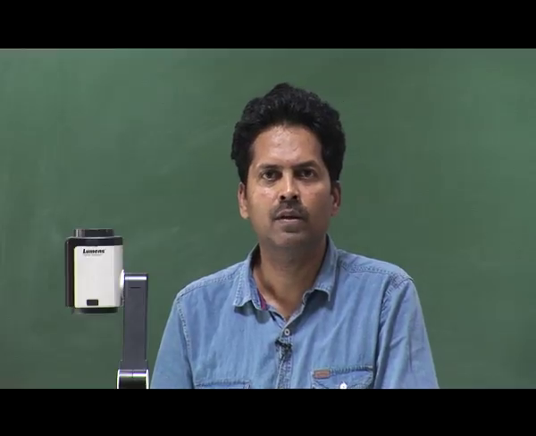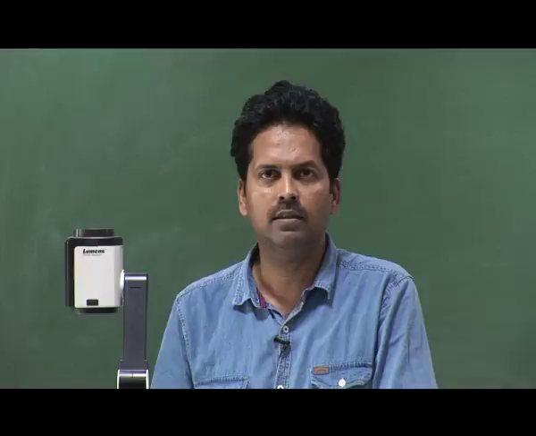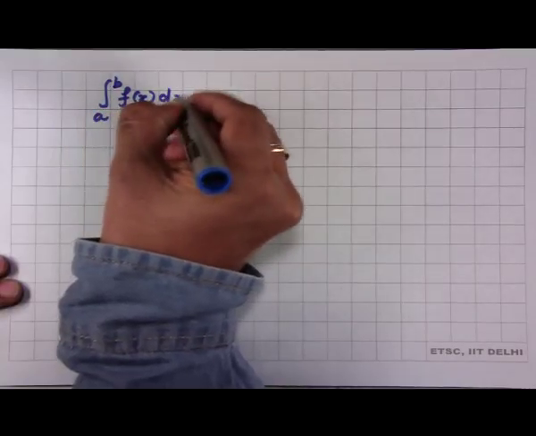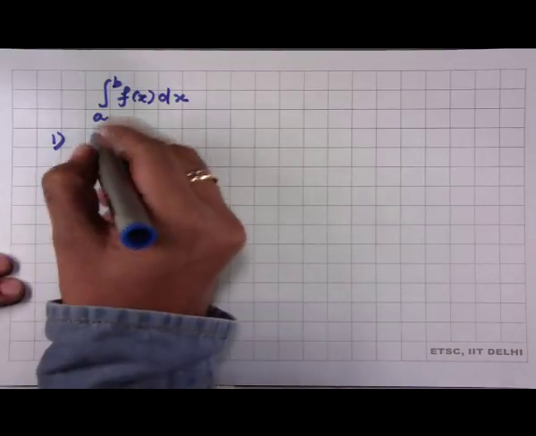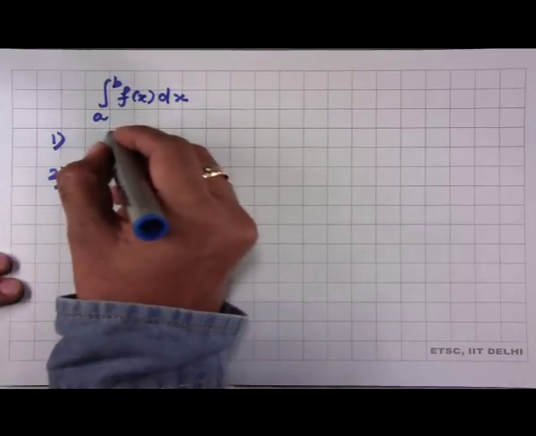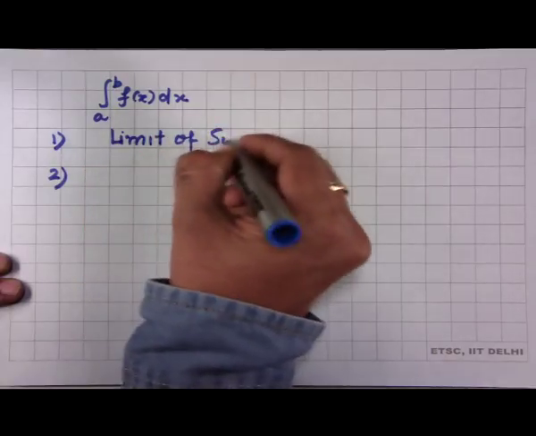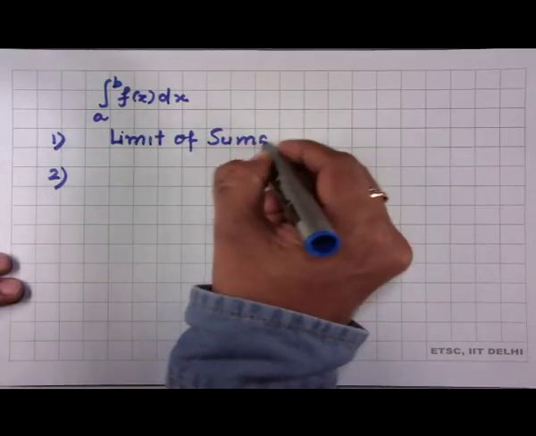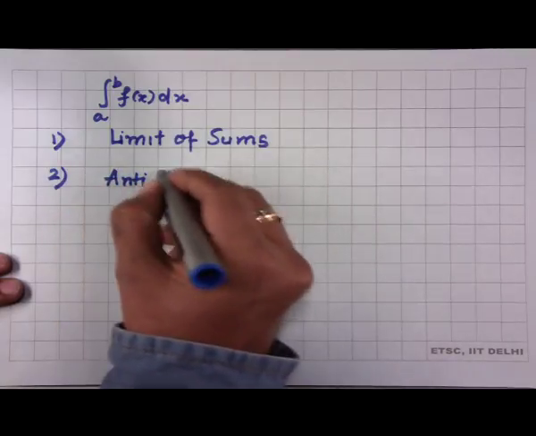Welcome students. We are learning definite integrals, and till now what we have learned is that there are two methods to find out the value of a definite integral. One is by limit of sums and one is by using antiderivatives.